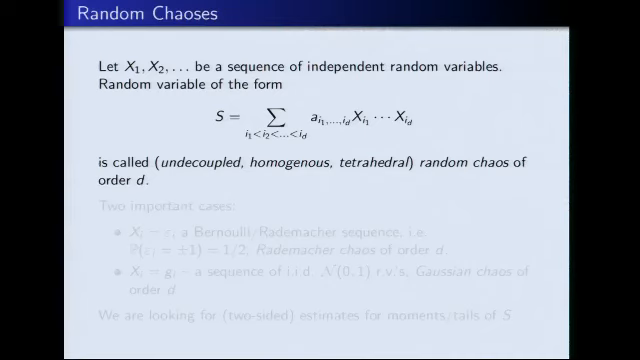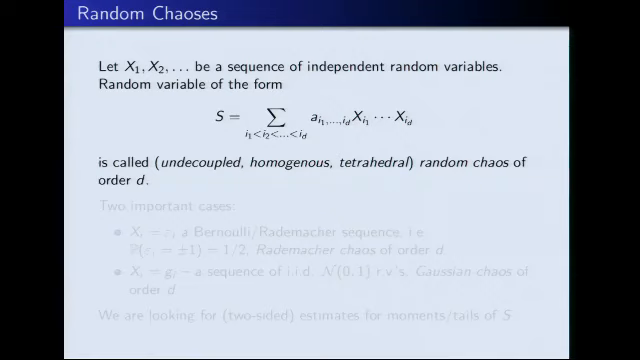Okay, so our main object of study is so-called random chaos of order d. So what is this? This is just a polynomial or multilinear form in independent random variables. So we assume that the xi's are independent, and I will be talking about special types of polynomials. They are called homogeneous and tetrahedral. Homogeneity is clear: there are only terms of the same degree, so homogeneity d. And tetrahedral means that there are no squares or terms of higher order in a single variable. So we exclude terms like xi squared or xi cubed, etc.